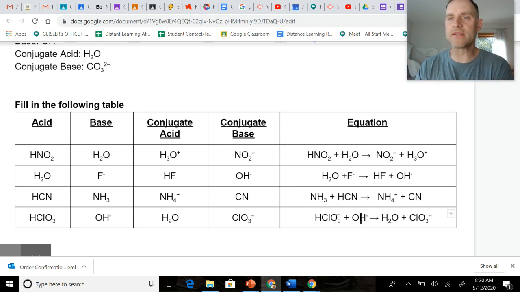We'll keep going with acids and bases tomorrow, but I want to talk about this conjugate acid, conjugate base. All that means is the rich becomes poor, the acid becomes a base, and the poor becomes rich. The base becomes an acid. Acid becomes a conjugate base, base becomes conjugate acid.